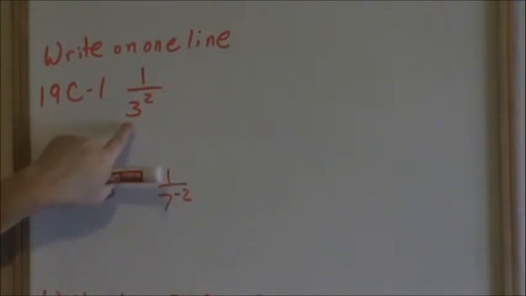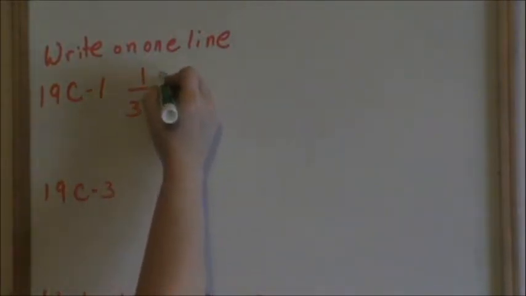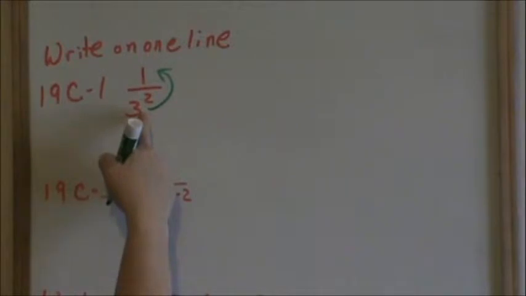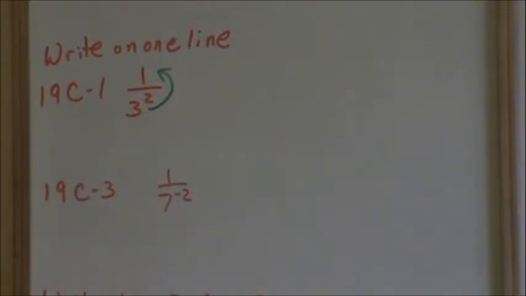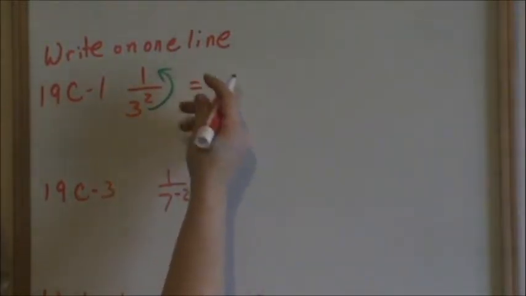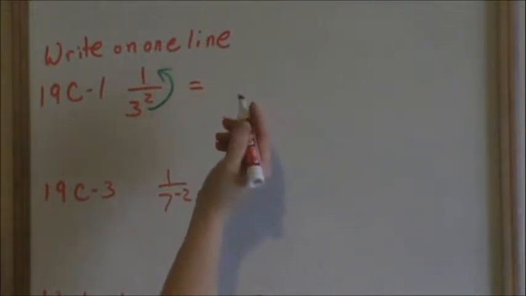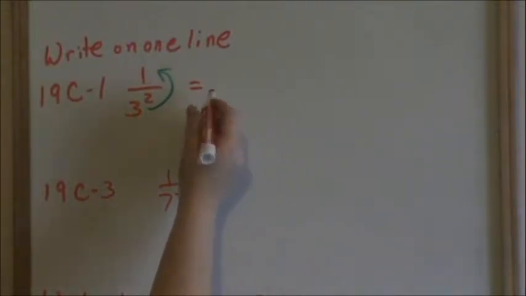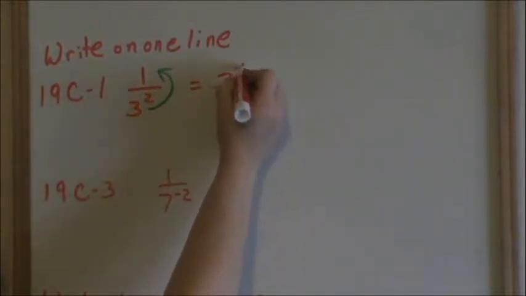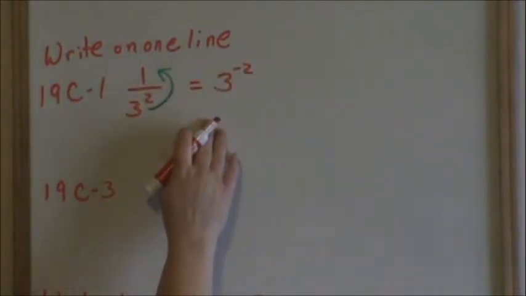So if I move the base up to where it's in the numerator, right now it's in the denominator, but if I want to write it on one line with the base in the numerator, if I move the base, I have to change the sign of the exponent. If you change the place of the base, you have to change the sign of the exponent. Or vice versa, if you change the sign of the exponent, you have to change the place of the base. So if I want to move the base up, the exponent has to become a negative exponent.